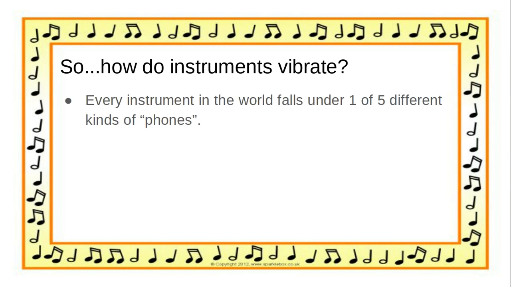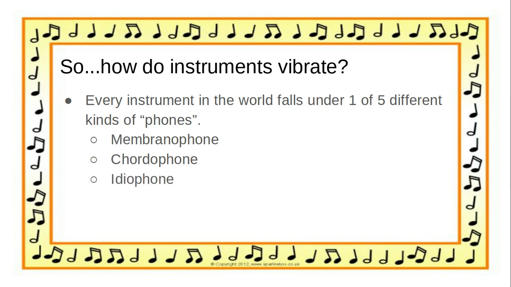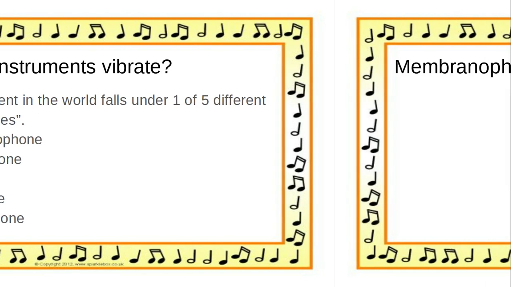Every instrument in the world falls under one of 5 different kinds of phones. So we have a membranophone, a chordophone, an idiophone, an aerophone, and a lamellophone. So why do they use the word phone and what is all this about? So phone actually comes from the Latin root word meaning sound. Okay, so telephone, sound through telegraph, that kind of thing. So phone comes from, like I said, the Latin root word meaning sound. So let's talk about that.